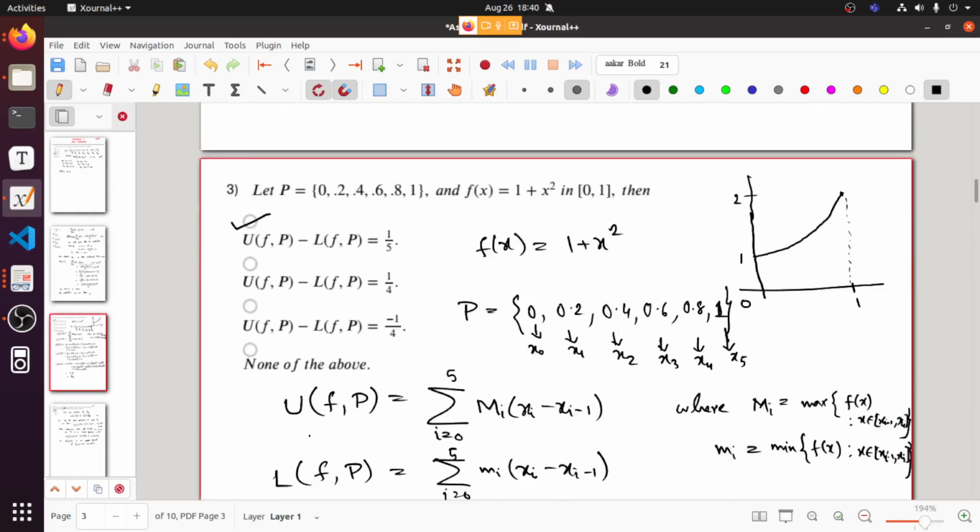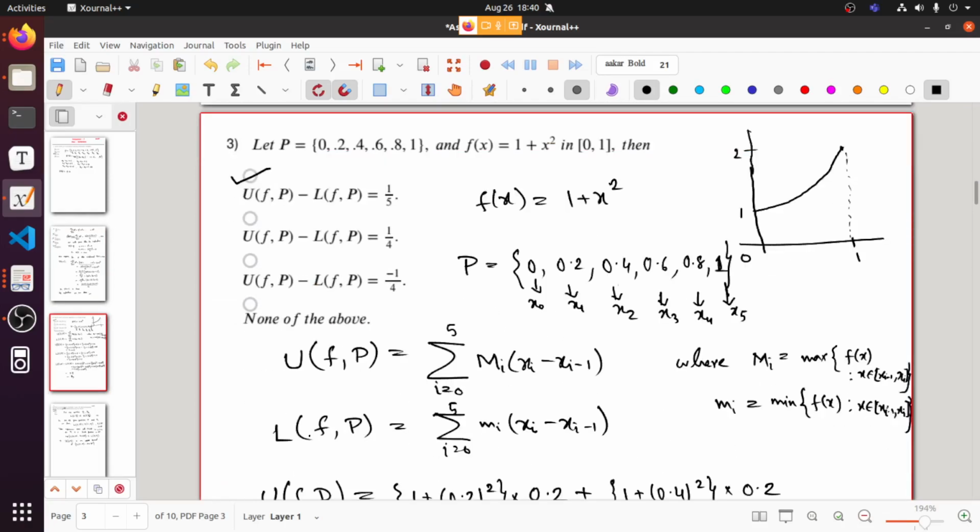Now move to question number 3. The partition is given and the function 1 plus x square is given. You have to find the UPF minus LPF. Okay.